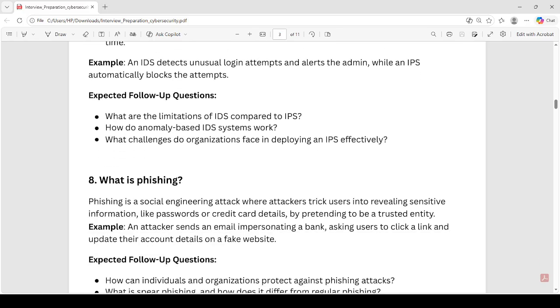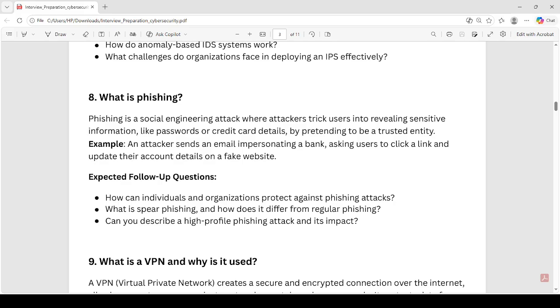Question number 8. What is phishing? Phishing is a social engineering attack where an attacker tricks a user into revealing sensitive information like passwords or credit card details by pretending to be a trusted entity. Example: an attacker sends an email impersonating a bank, asking the user to click on a link and update their account details on a fake website. That is phishing.